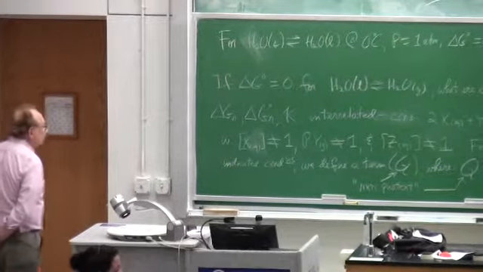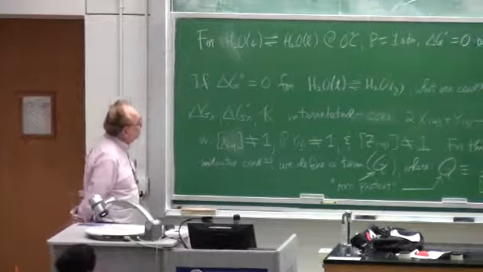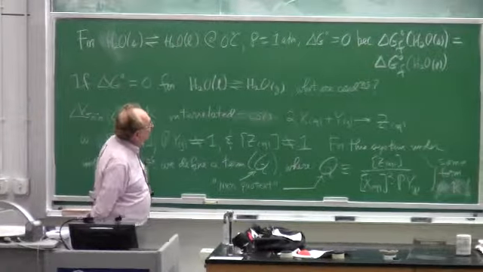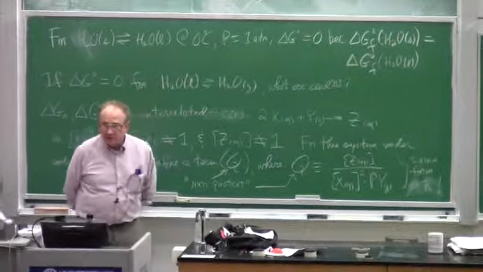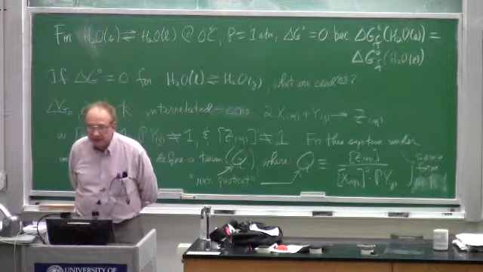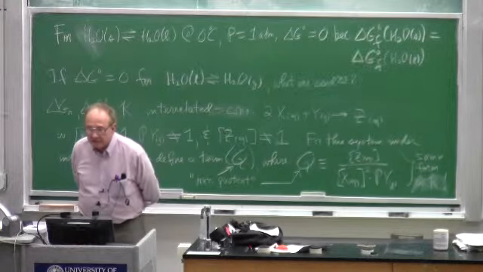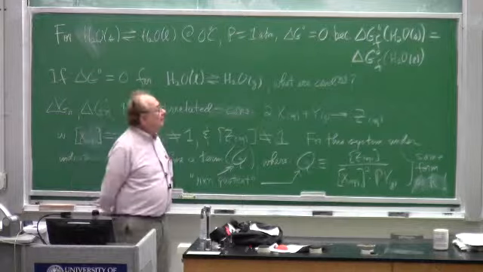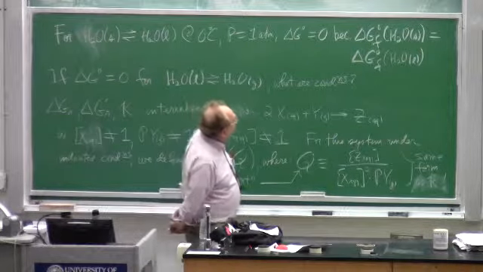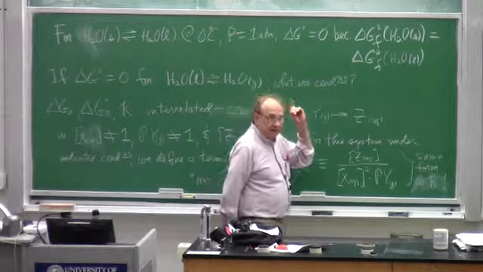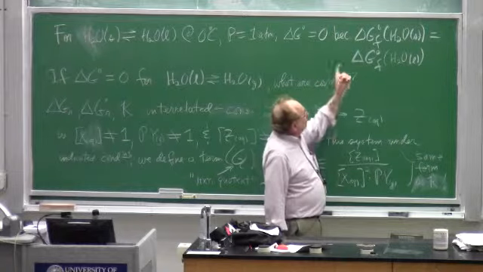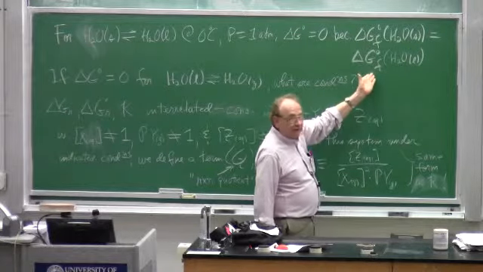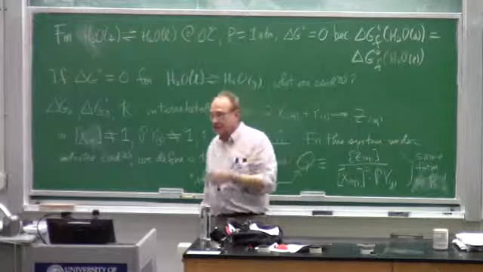Water solid, water liquid. At 0 centigrade, external pressure 1 atmosphere, delta G0 for this transformation is 0. This you should realize from our analysis of the phase diagram for water liquid. Because under these conditions, the standard free energy of formation of water solid and the standard free energy of formation of water liquid are equal.